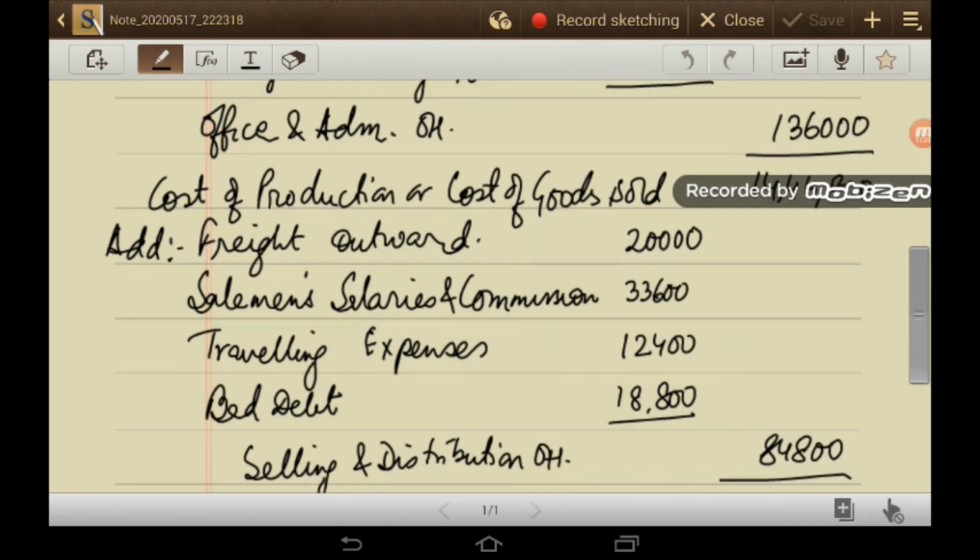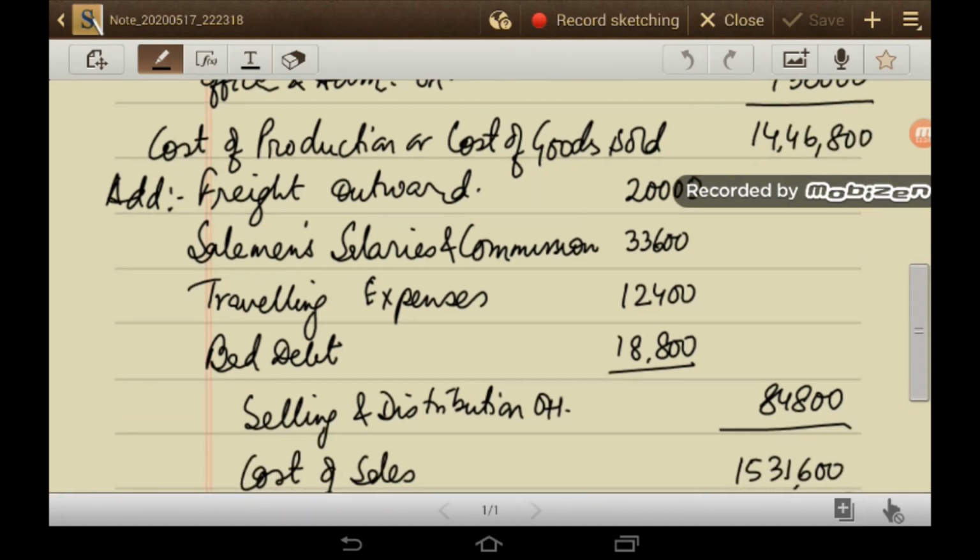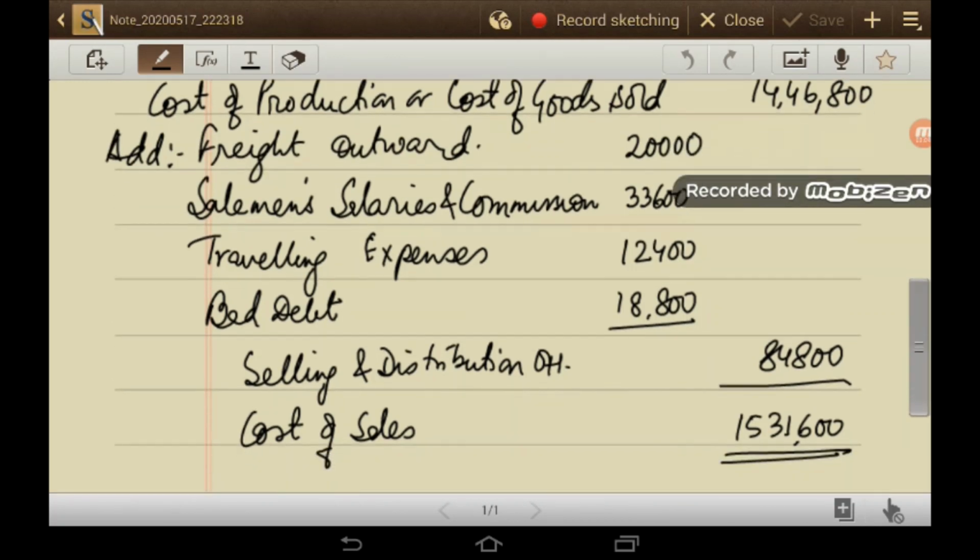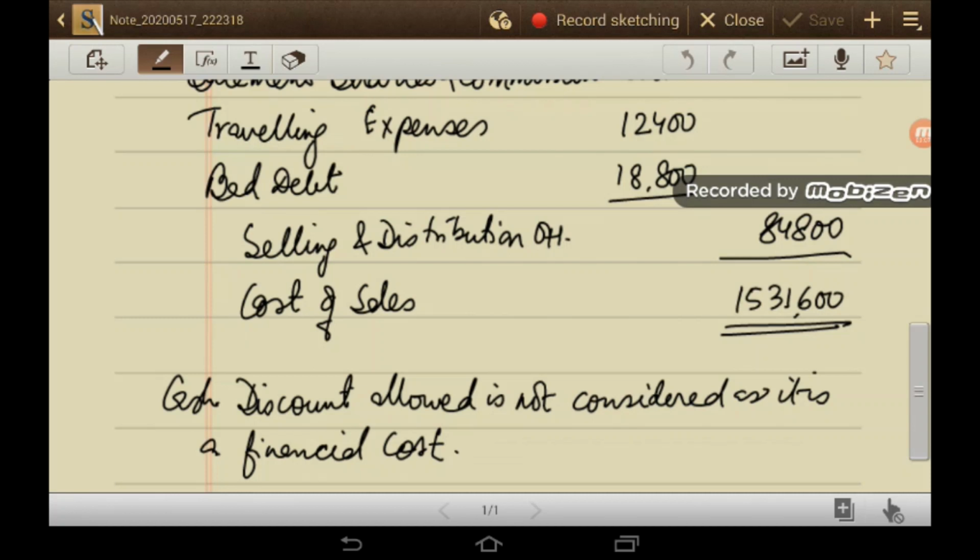Then selling and distribution is added up. So freight outward 20,000, salesman salaries and commission 33,600, traveling expenses 12,400, bad debt 18,800. So bad debt is a financial cost. It can be added here, or if you do not want to add it with the selling and distribution overhead, you can avoid it also. So the total value of selling and distribution overhead is 84,800. So when it is added up with the cost of goods sold, it gives the cost of sales. So cash discount allowed is not considered in this cost sheet because it is a financial cost.